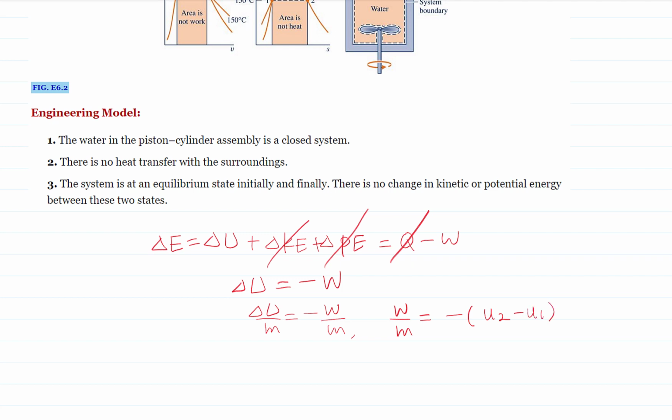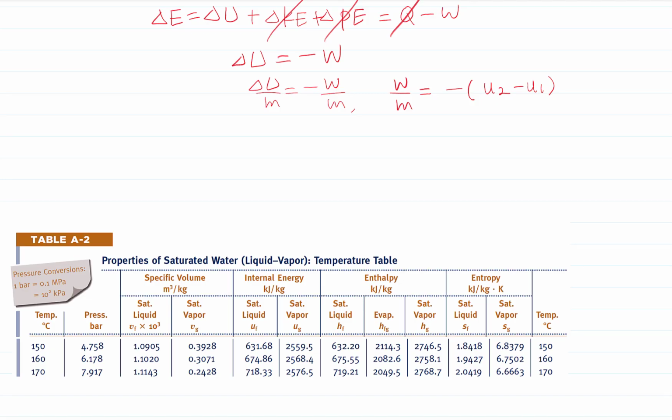We can fix the states at the initial state and the final state. So see table A2. This is the saturated water table. Temperature 150 degrees Celsius. The internal energy for saturated liquid. Internal energy for saturated vapor.